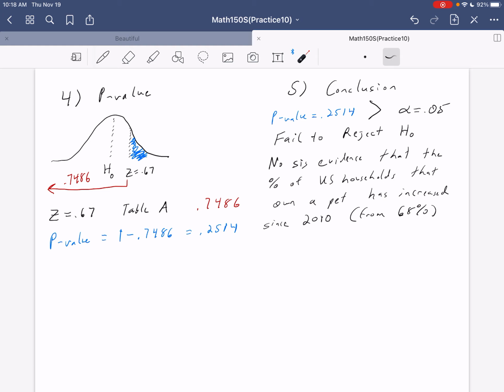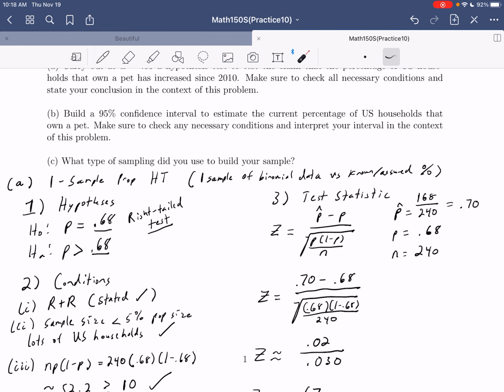All right. So to quickly recap, what really happened behind the scenes here? Well, the big thing is that in our data, in our sample of 240 households, we found that 70% of those households owned a pet. Now, 70% is definitely a bit higher than 68%, but what we're saying is, based on the sample size being only 240 households, that 70% is not big enough or far enough above the 68% to really believe that there's been some fundamental increase in that percentage. Definitely our sample had a higher percentage, but that's not enough to convince us that the overall population has had that increase in the percentage.